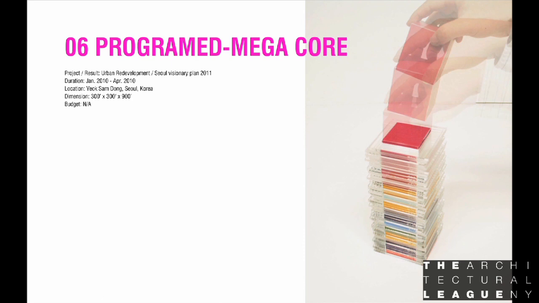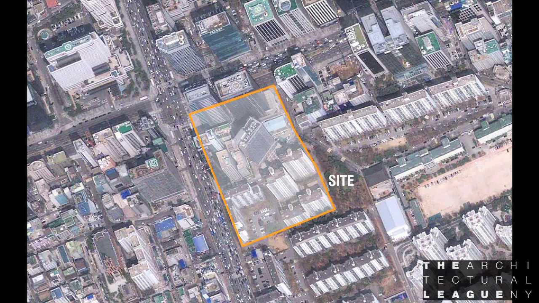Based on this large context, the project program, the core, could be a new type of urban development considering financially and programmatically efficient building systems. So the site has 6 buildings, including an office, residential tower, a hotel, theater, retail space, and galleries. The project is for redeveloping the whole district with the required programs.